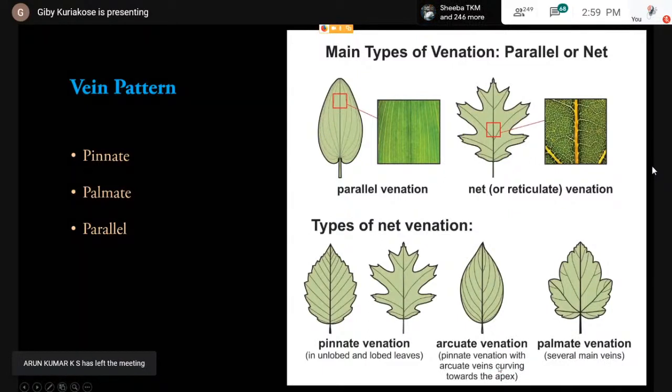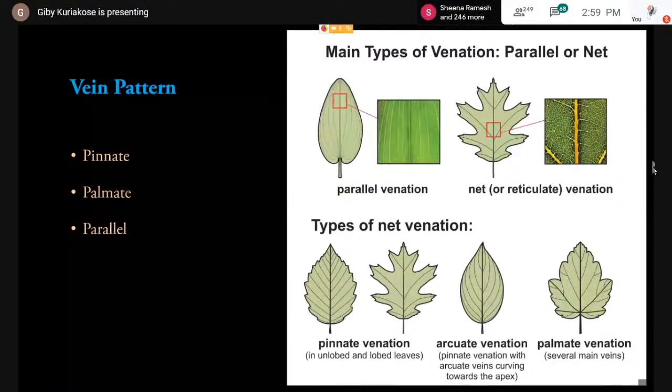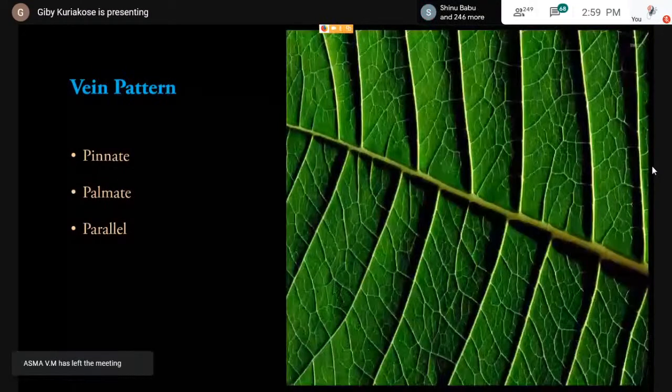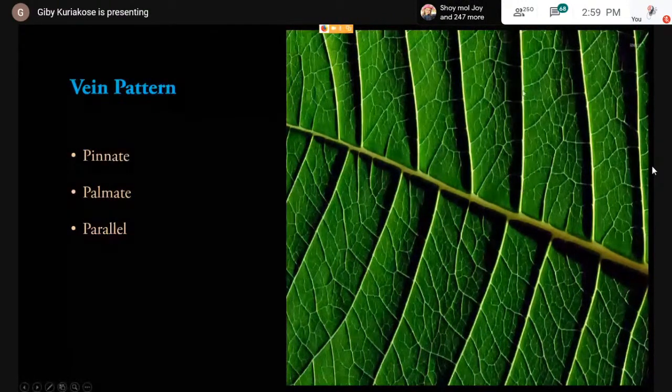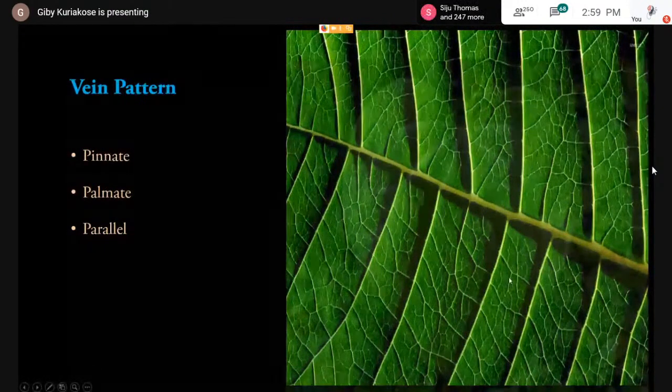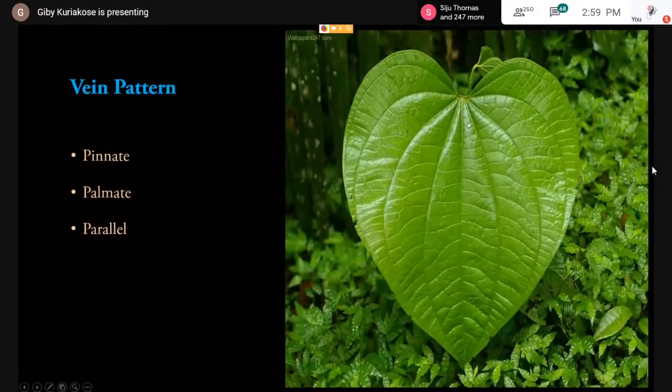And there are n number of types of venation, but they are not classified. You can rely upon venation for identifying or distinguishing plants in the field. This is a reticulated venation with pinnately arranged primary nerves or veins. This is a palmately veined leaf of a Dioscorea.